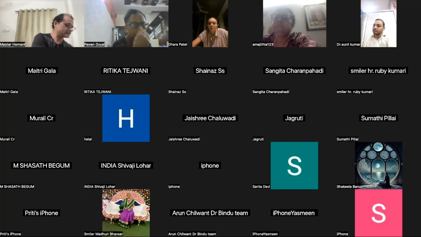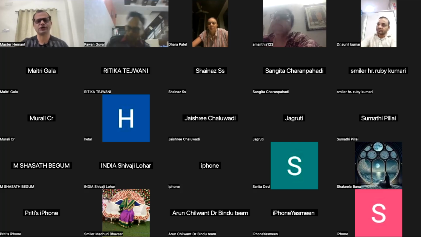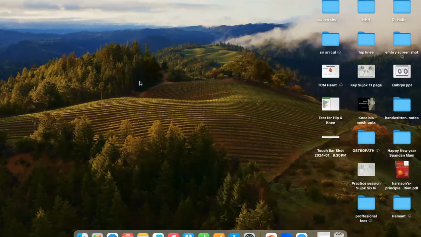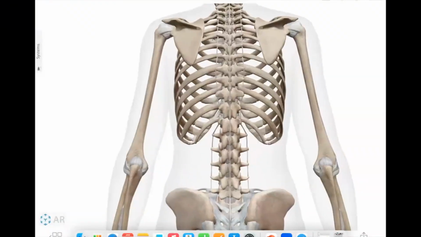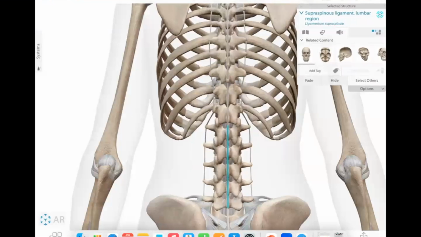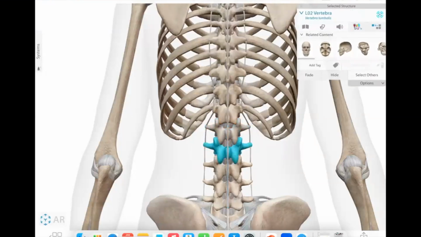So first I would like to bring a focus on the lower or the lumbar spine. In the spine, if we see the lower spine, then we can see here there are lumbar vertebrae. There are 5 lumbar vertebrae. हमारे 5 lumbar vertebrae होते हैं, L1, L2, L3, L4 and L5. There are 5 lumbar vertebrae, right?